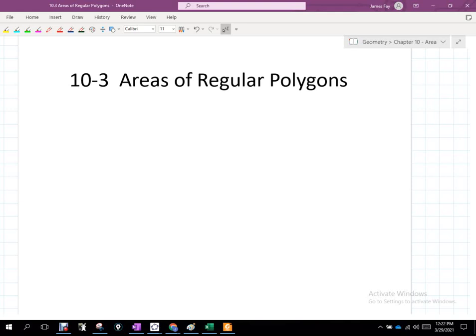You guys remember what a regular polygon is? What's a polygon? Okay, so it's a two-dimensional shape that each segment intersects exactly two other segments. There are no curves. It's closed, meaning that if you put something in it, it can't get out.